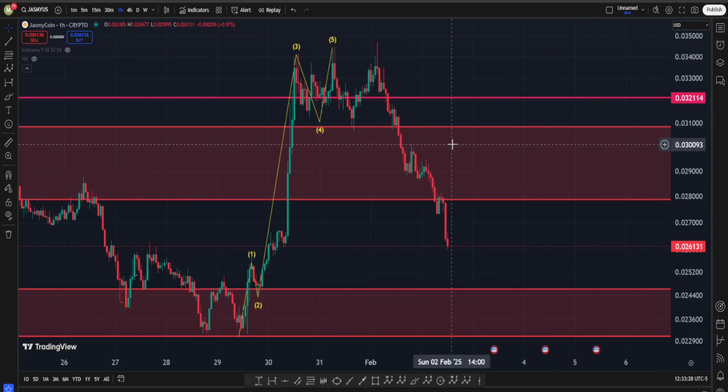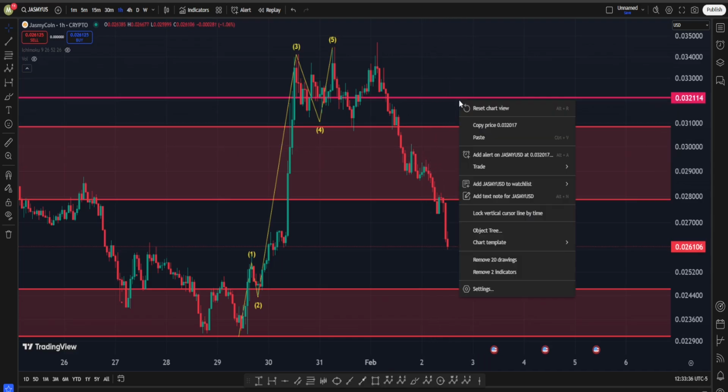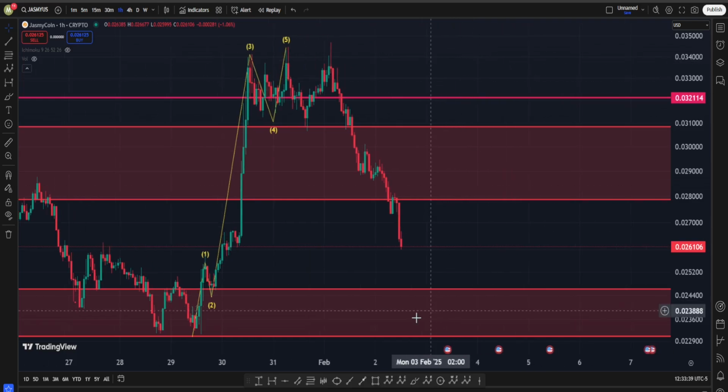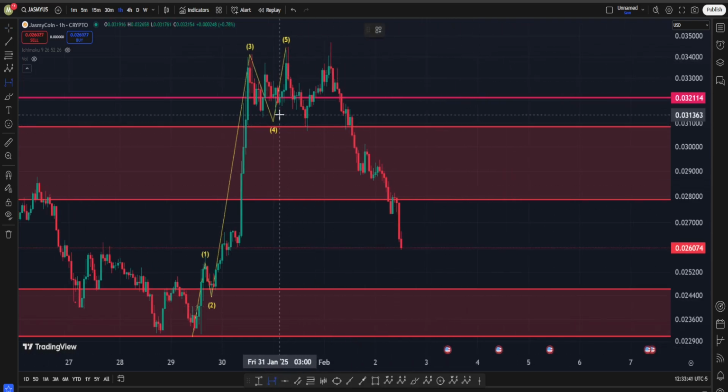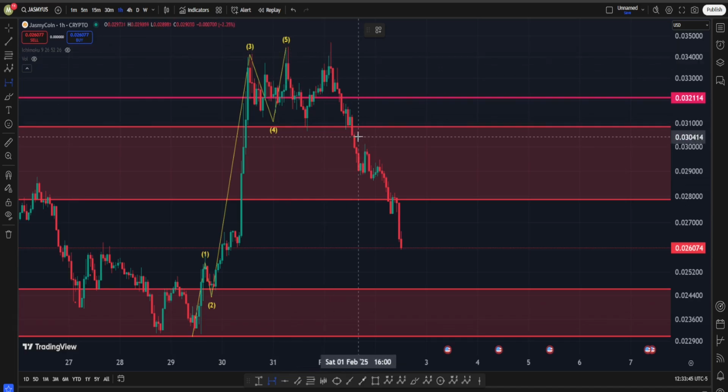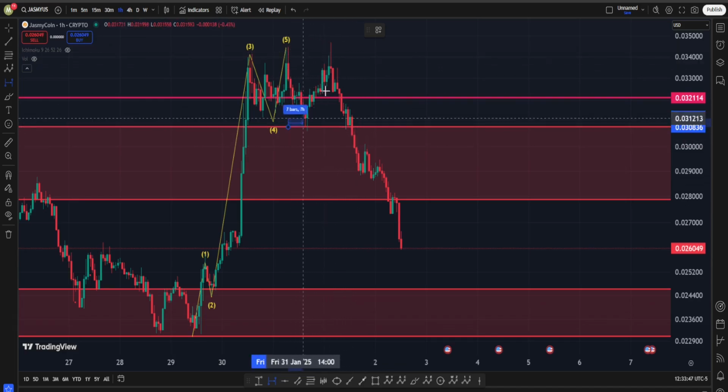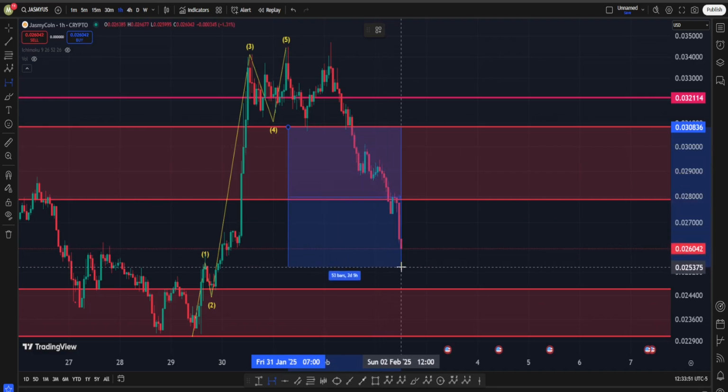Now, here's a very important point. One very important characteristic of a corrective movement is being slow and choppy. And how can you measure that? You need to measure your move down timing wise. Let's say our move down in Jasmy started from here, not the highest side, right around this area. How long is this move down taking? About, let's say, 53 candlesticks.